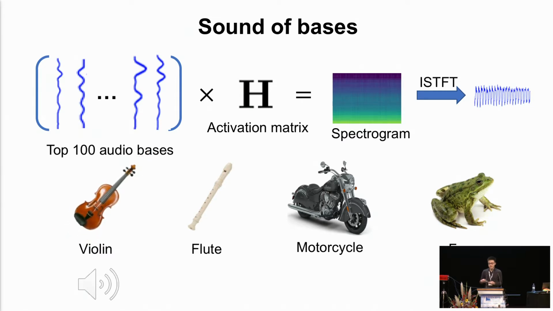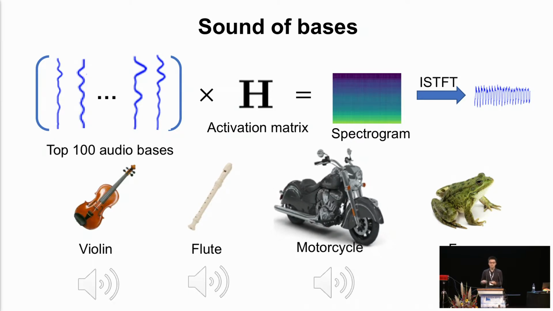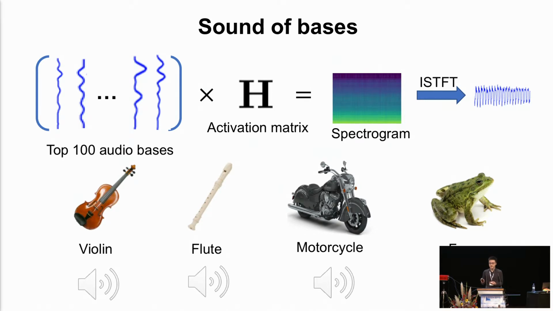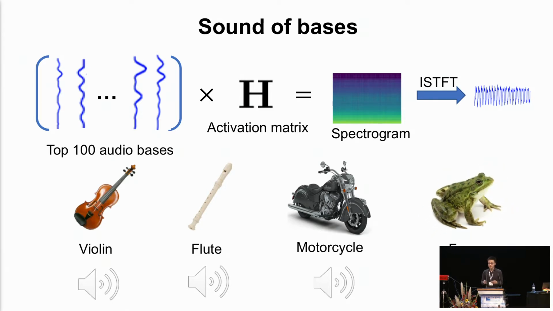So we can see that it sounds a lot like the pitch of the violin, and the sounds of the flute, and the sounds of the motorcycle. It sounds like the engine sounds of a motorcycle, and then the sounds of the frog bases. So we can see that our MIML framework successfully learns the prototypical sounds of each object class.